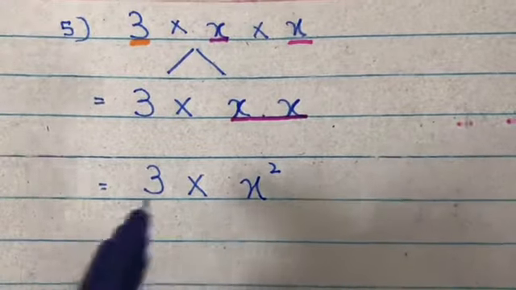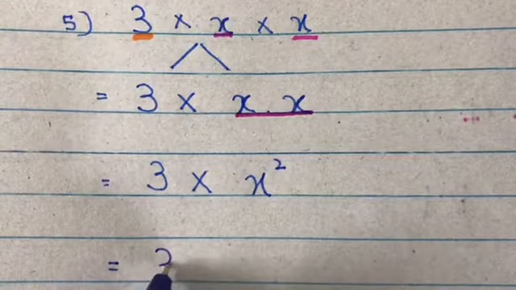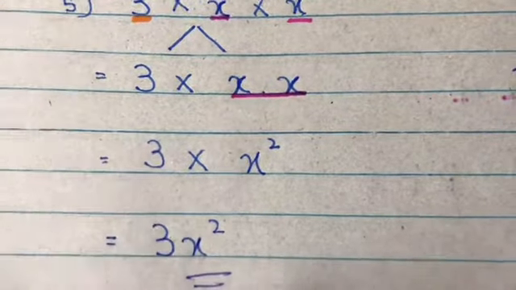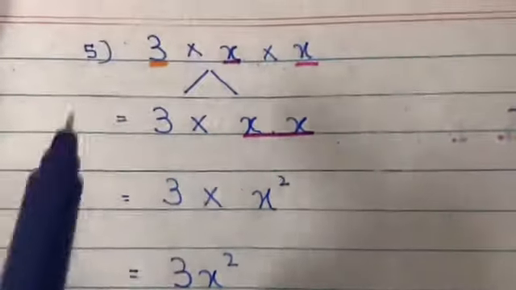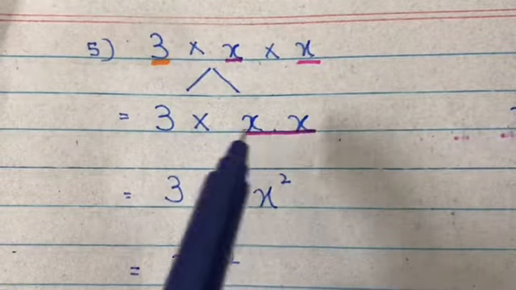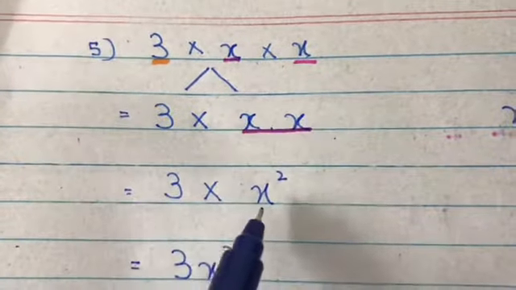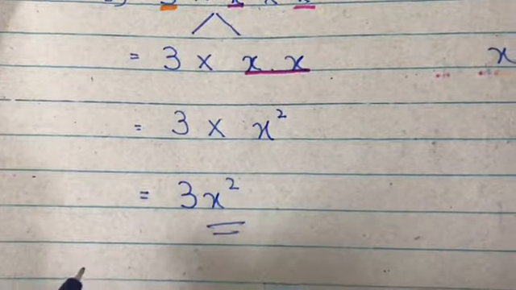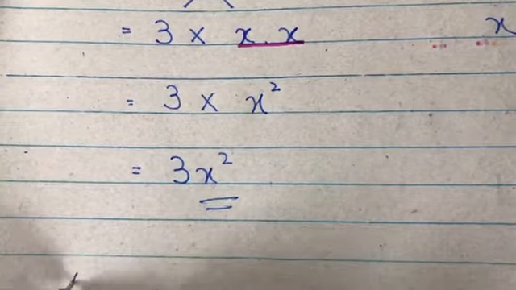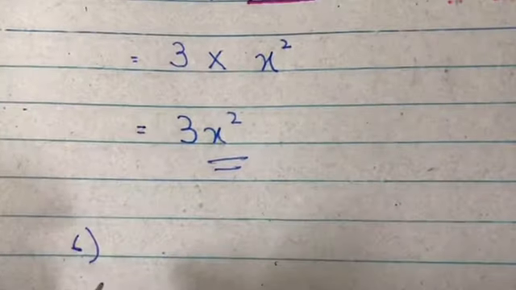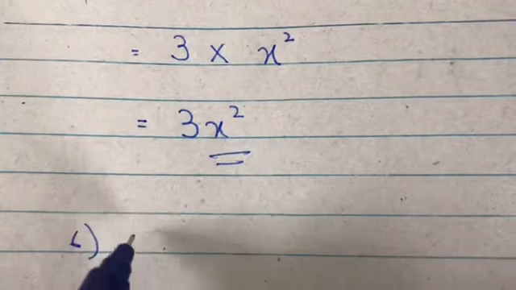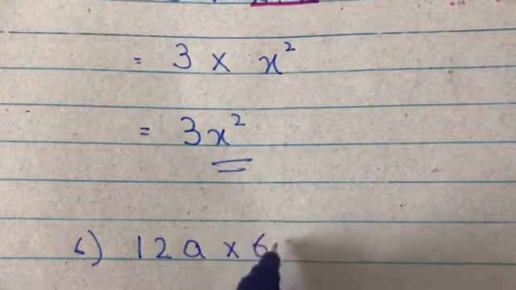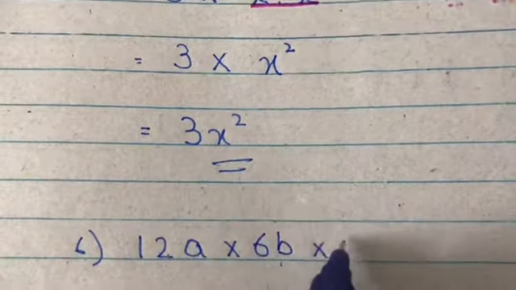Now equals to, now you're going to join them because this is incomplete. 3x squared is your answer. Alright, so separate the numbers, separate the letters, do the underlining, solve them and then join them. Alright, now I think I still have a few more minutes left, so let's do one last question. Now suppose I have 12a times 6b times 2.